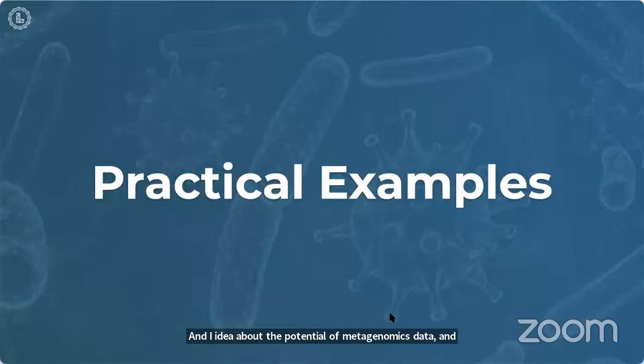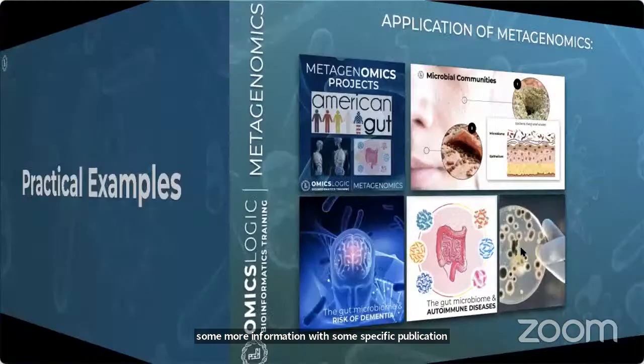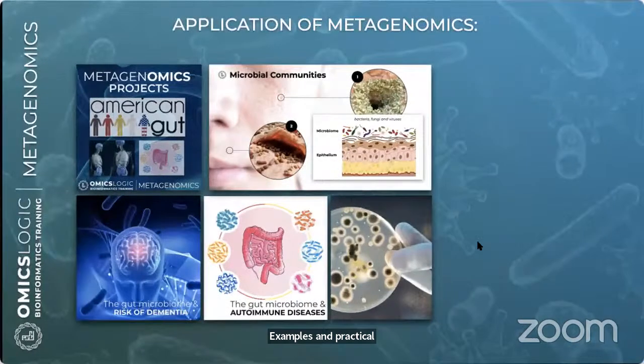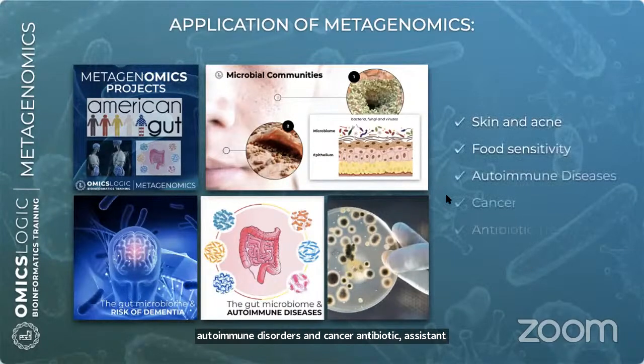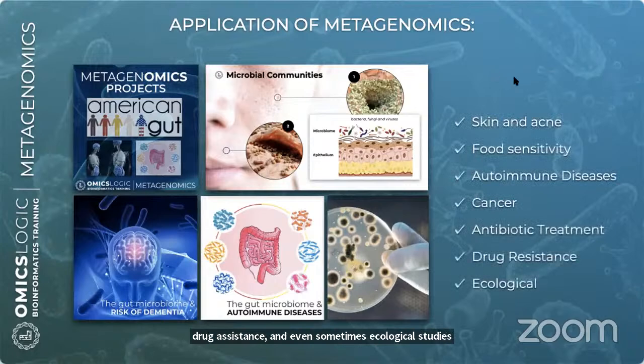We have discussed a lot already, and we will gain some more information with some specific publication examples and practical examples now. Okay. So there are many applications. We already spoke about these, including skin conditions, food sensitivity, the gut, autoimmune disorders and cancer, antibiotic resistance, drug resistance, and even sometimes ecological studies that can be performed based on metagenomics data.